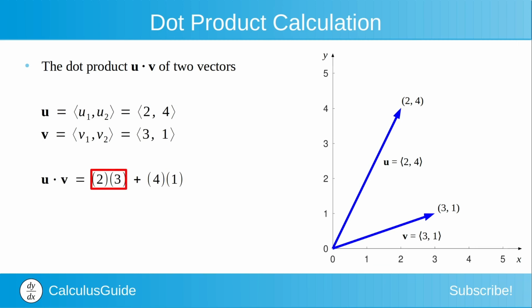2 multiplied by 3 is 6. 4 multiplied by 1 is 4. And 6 plus 4 is 10. So we've just calculated that the dot product of the vectors u and v is equal to 10. The dot product results in a scalar value, not a vector. The dot product is also referred to as the scalar product or inner product.